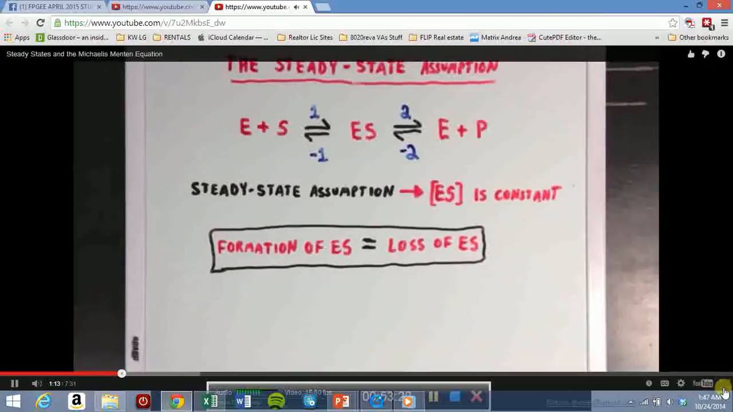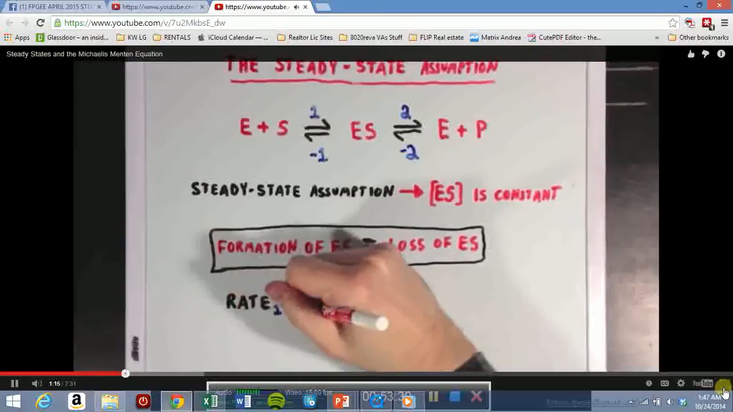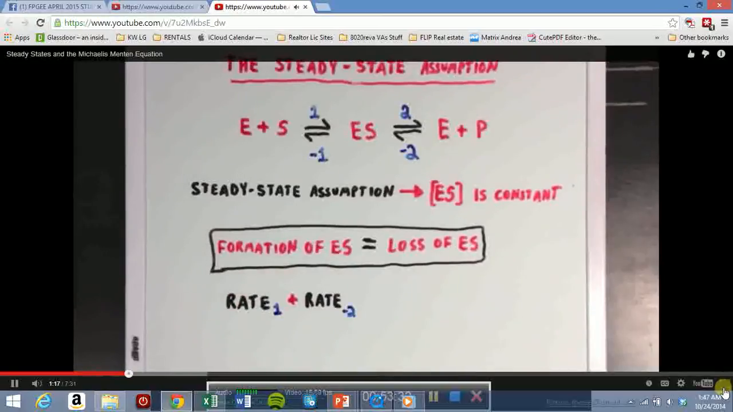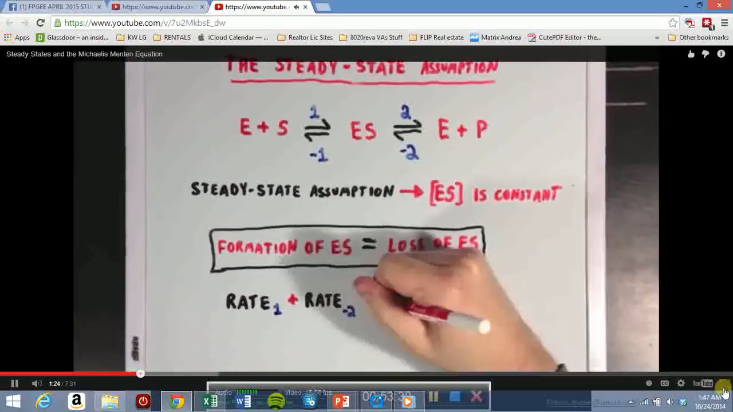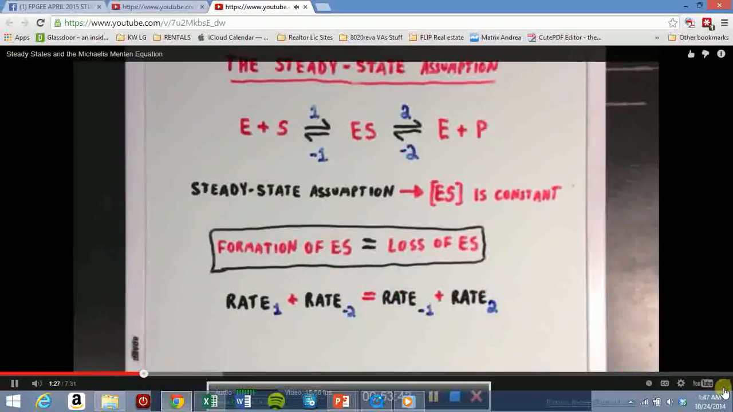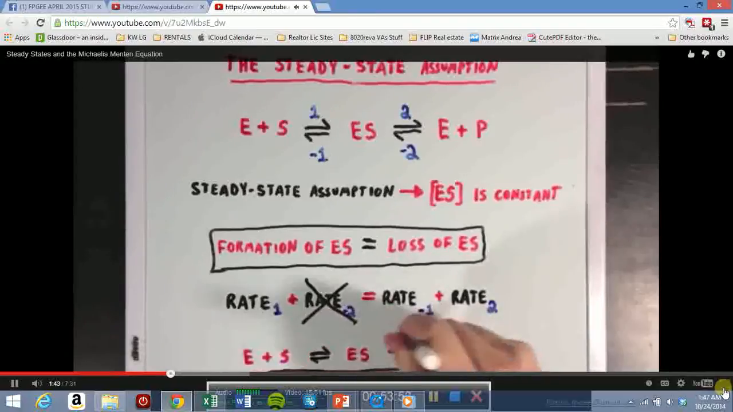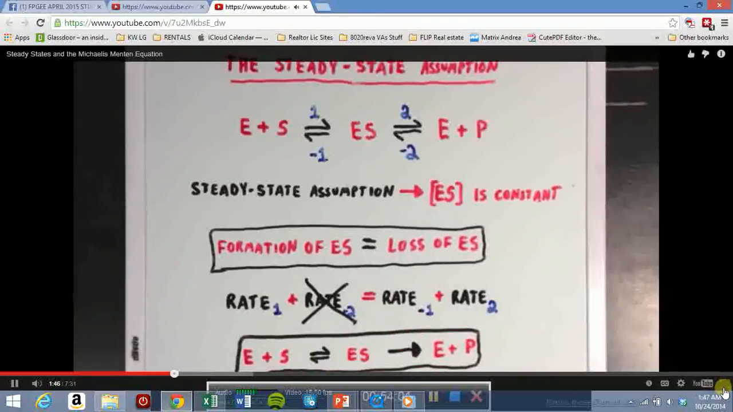If we look at that in terms of our rates, we can say that the rate of formation of ES would be the sum of rate 1 and rate -2, since both of these reactions lead to ES. And the rate of loss of ES is equal to the sum of rates -1 and 2, since both of these lead away from ES. Now also remember that products very rarely go back to reactants, since these reactions are usually thermodynamically stable. So rate -2 is going to be so small in comparison to rate 1 that we can really just cross it out, which means that we can swap out that second double-headed arrow for a single-headed arrow.